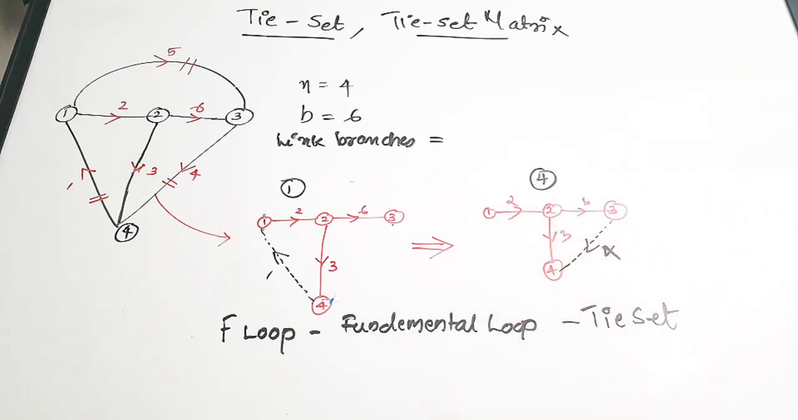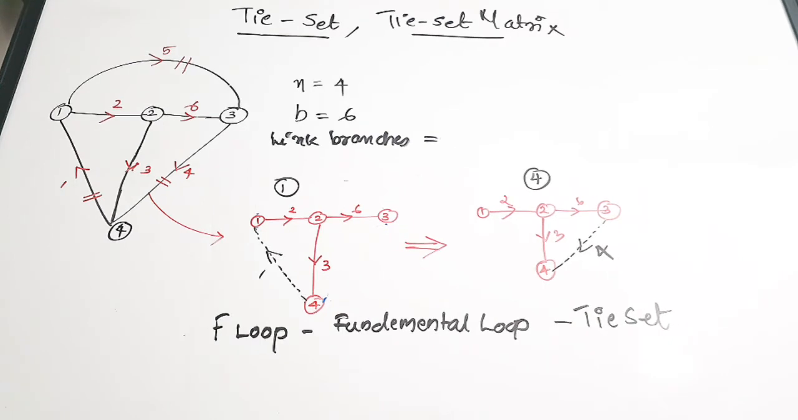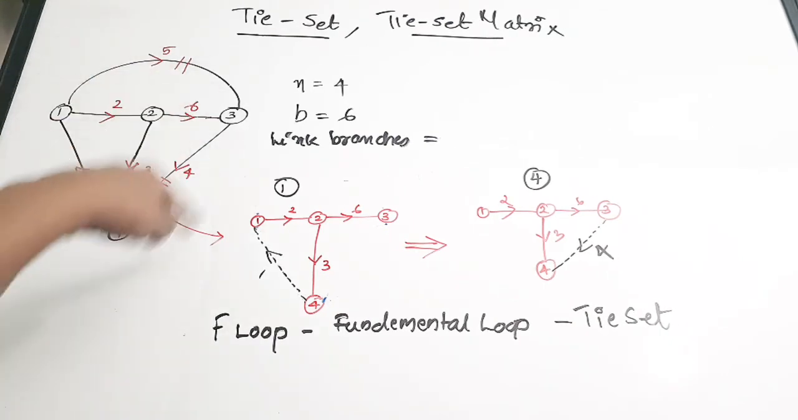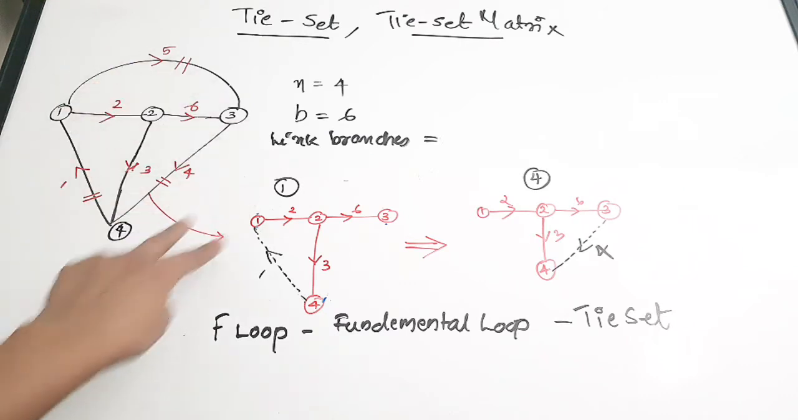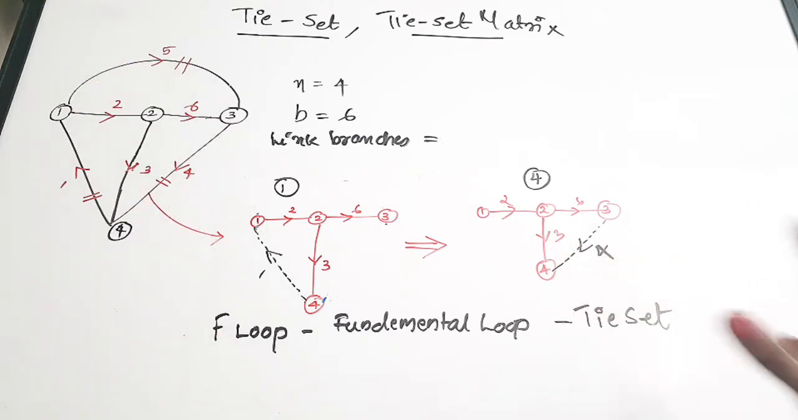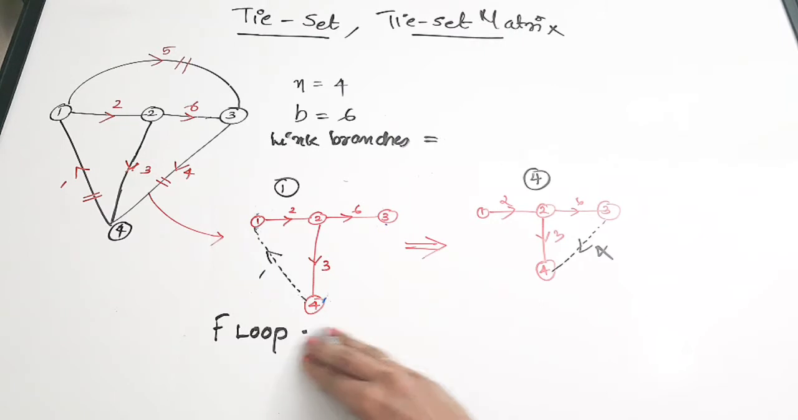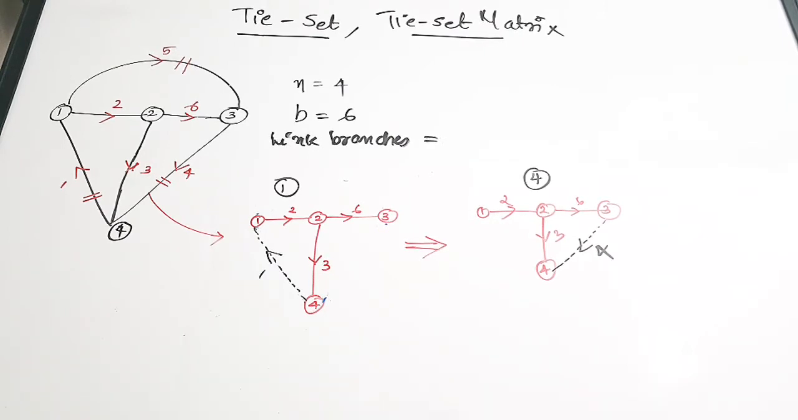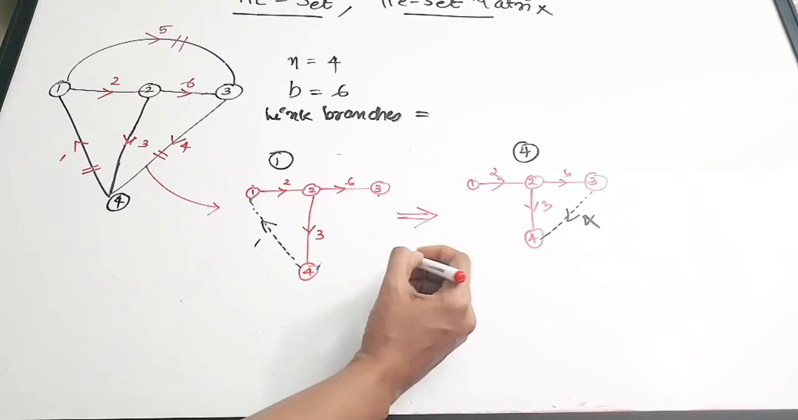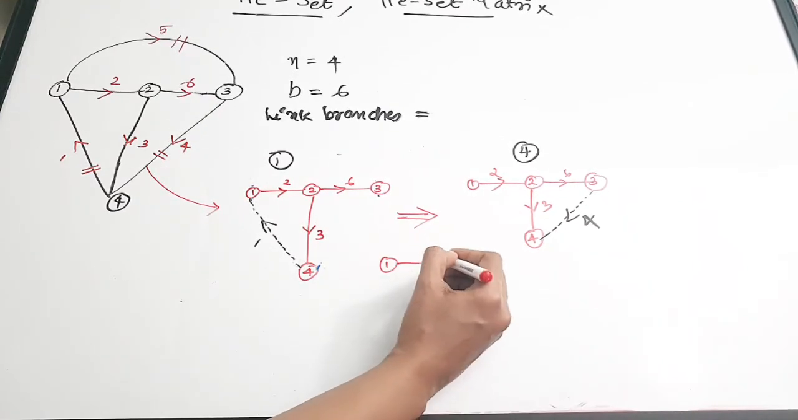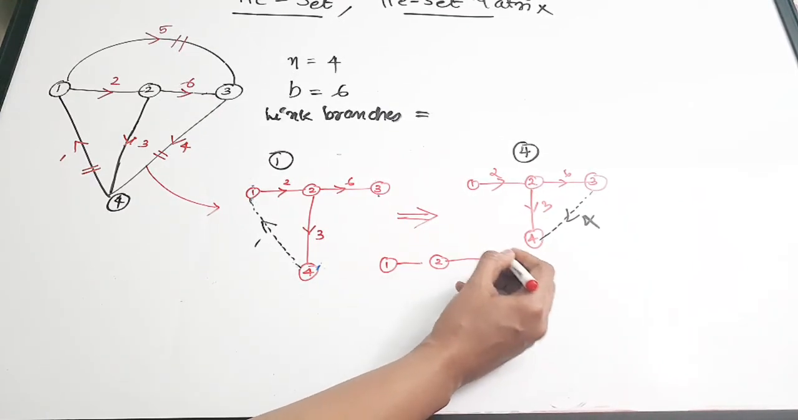Again, we can form one more F loop, because for your original graph there were three link branches. So you can form one more F loop or fundamental loop that I'm going to draw again. I'll remove this. I'm going to draw back my tree: 1, 2, and 3.